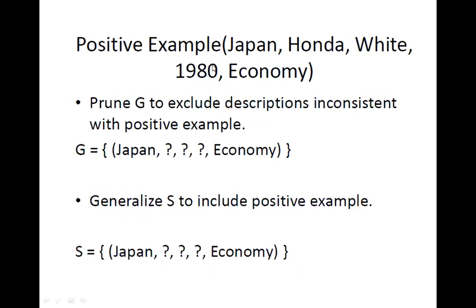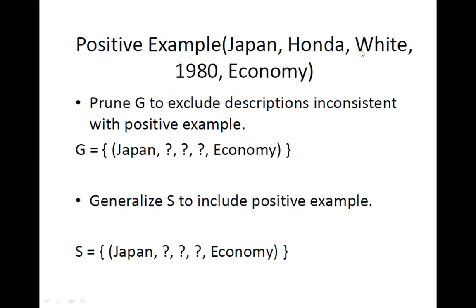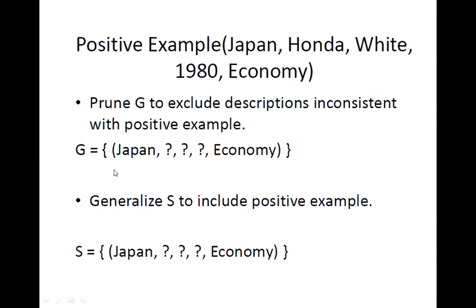And next example, positive example, Japan, Honda, white. See, this is a positive example. So S will change: Japan, question mark, economy. So this is the S hypothesis. Here, G will also change. This blue is inconsistent with the next example. Next example, car color is white, positive. We are saying blue is compulsory. So this will also not work. So this hypothesis is inconsistent. We'll remove this. Now you can see G and S are the same.